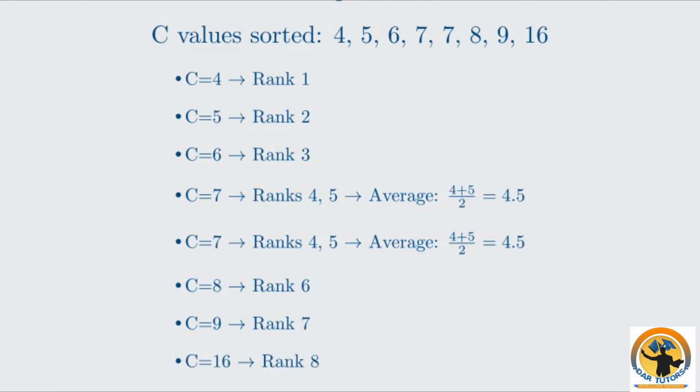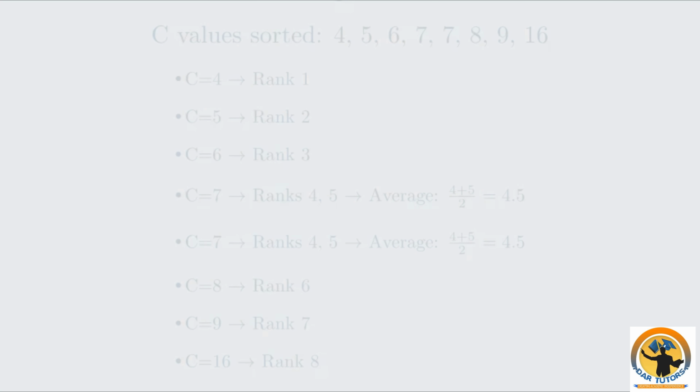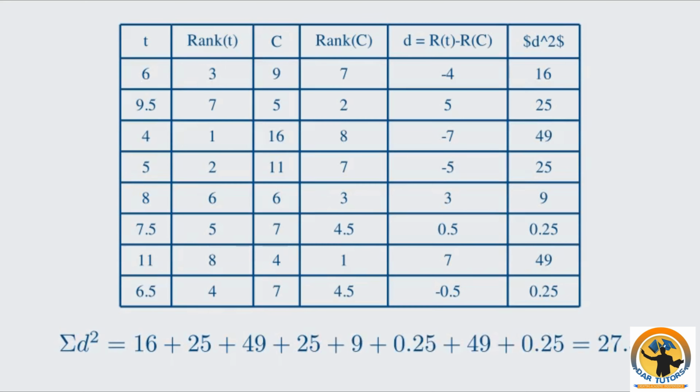First, the ranks for T. These are correct. Now the ranks for C. No, that's not right. Cranes made is what we want to rank, and 7 appears twice. Let's re-rank C. Okay, the correct ranks for C are 1, 2, 3, 4.5, 4.5, 6, 7, 8.